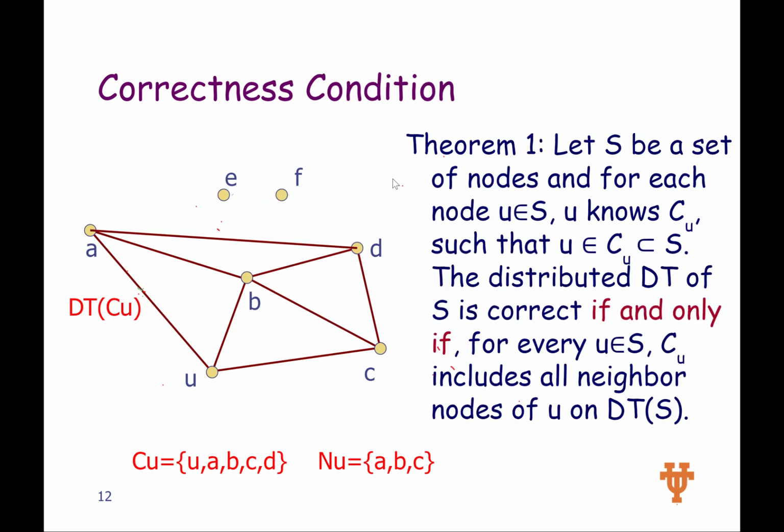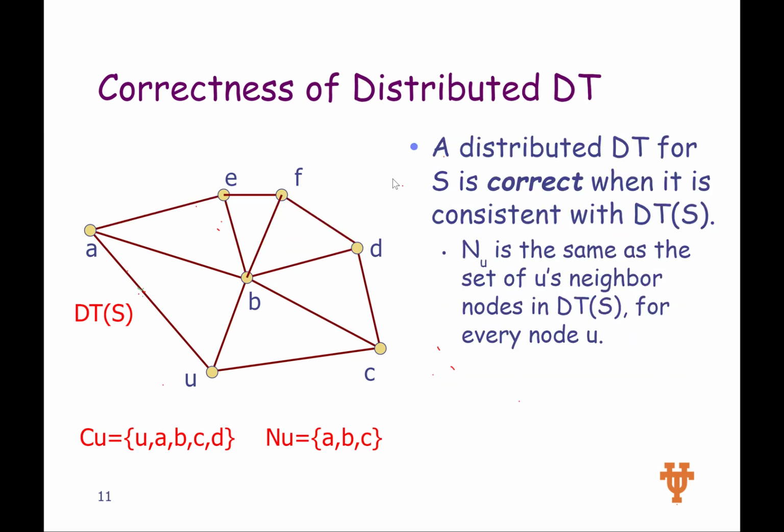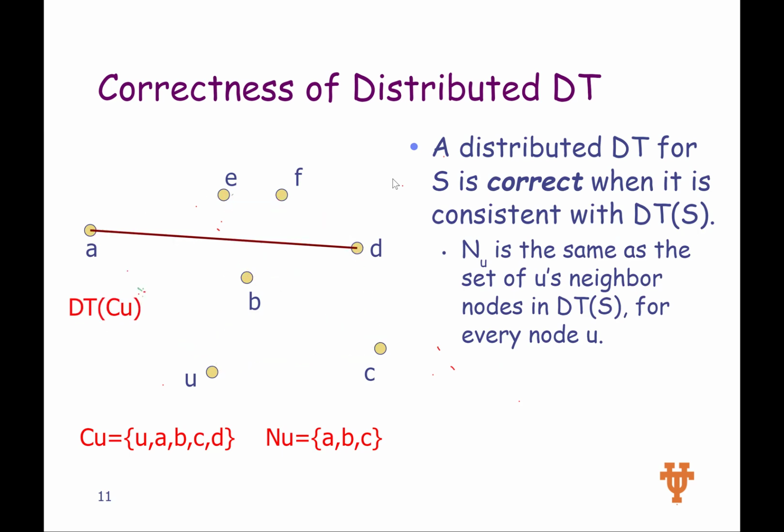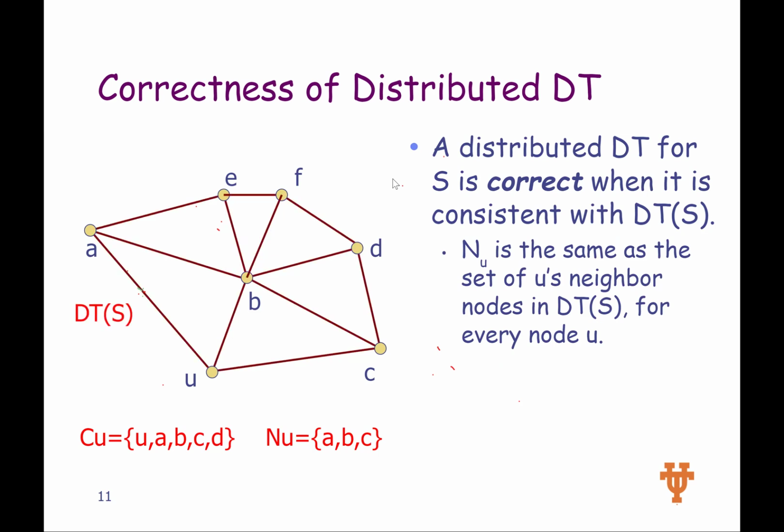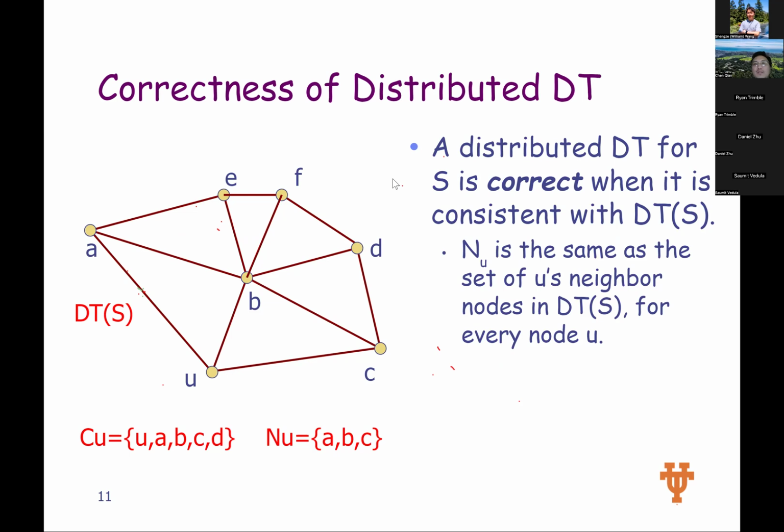So for example, this is a global DT, right? And previously we have a local DT, but it really doesn't matter whether the global DT is equal to the local DT. As long as NU is the same as the neighbors in the global DT, for every node U, the distributed DT is correct.